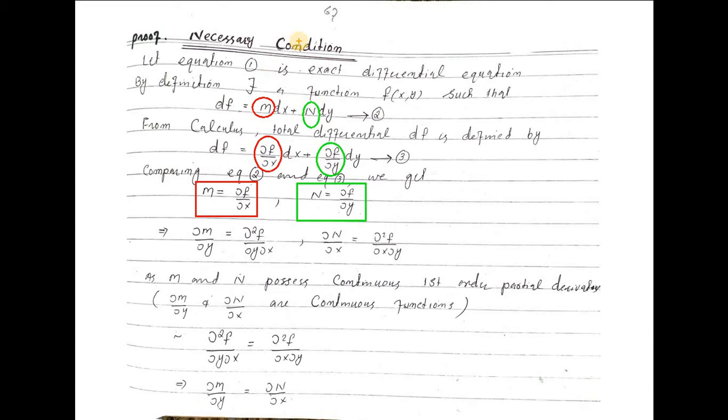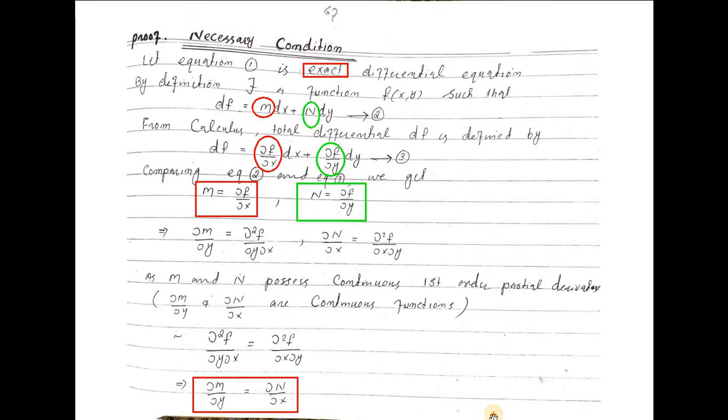So here we have taken the necessary condition, that is we have supposed that the equation is exact. We have taken the differential equation as exact, and we have reached this result. So here we have discussed the necessary condition. If we consider equation number 1 as exact, then we have proved that del m over del y is equal to del n over del x.